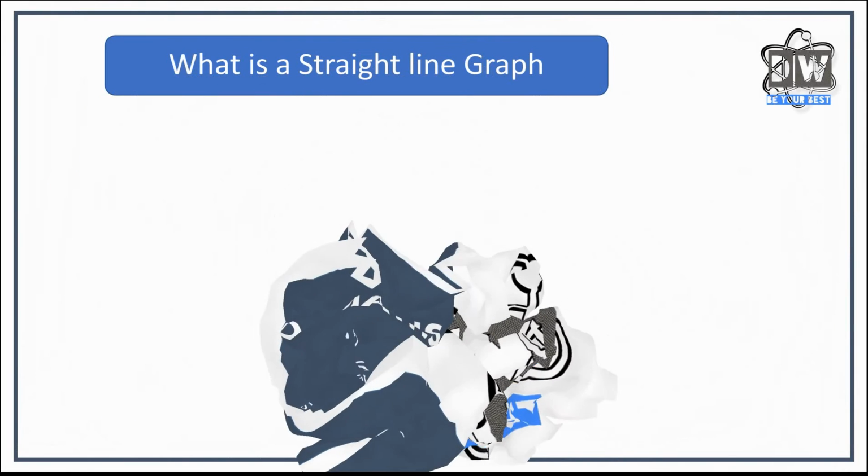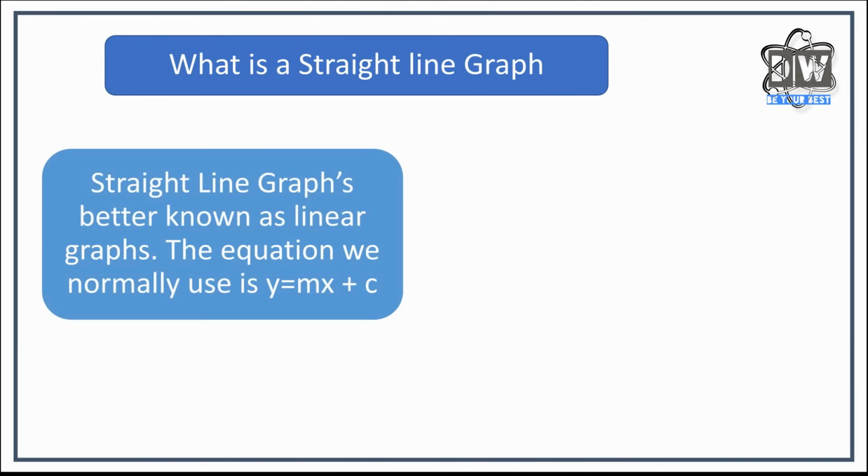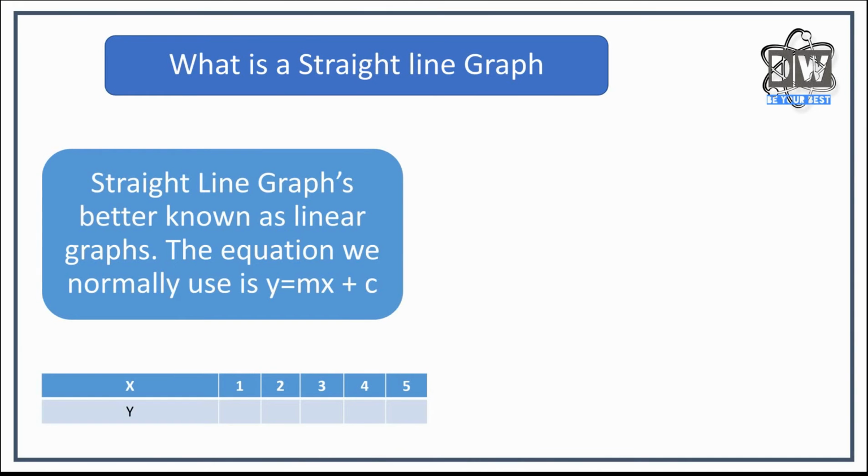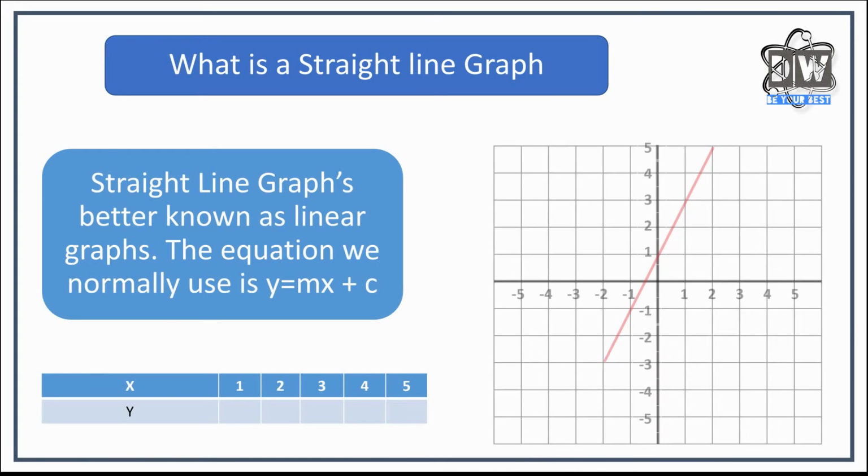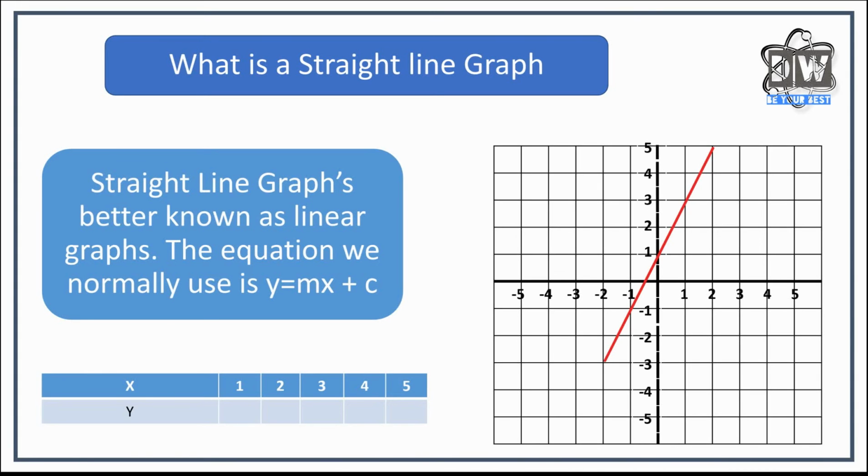So let's go over what is a straight line graph. We've done this many times. Straight line graphs are known as linear graphs. The equation we normally use is y equals mx plus c. Here's an example. We often use tables, and today a table would be really, really beneficial. So just write out a table each time, and it'll really help you moving forward.